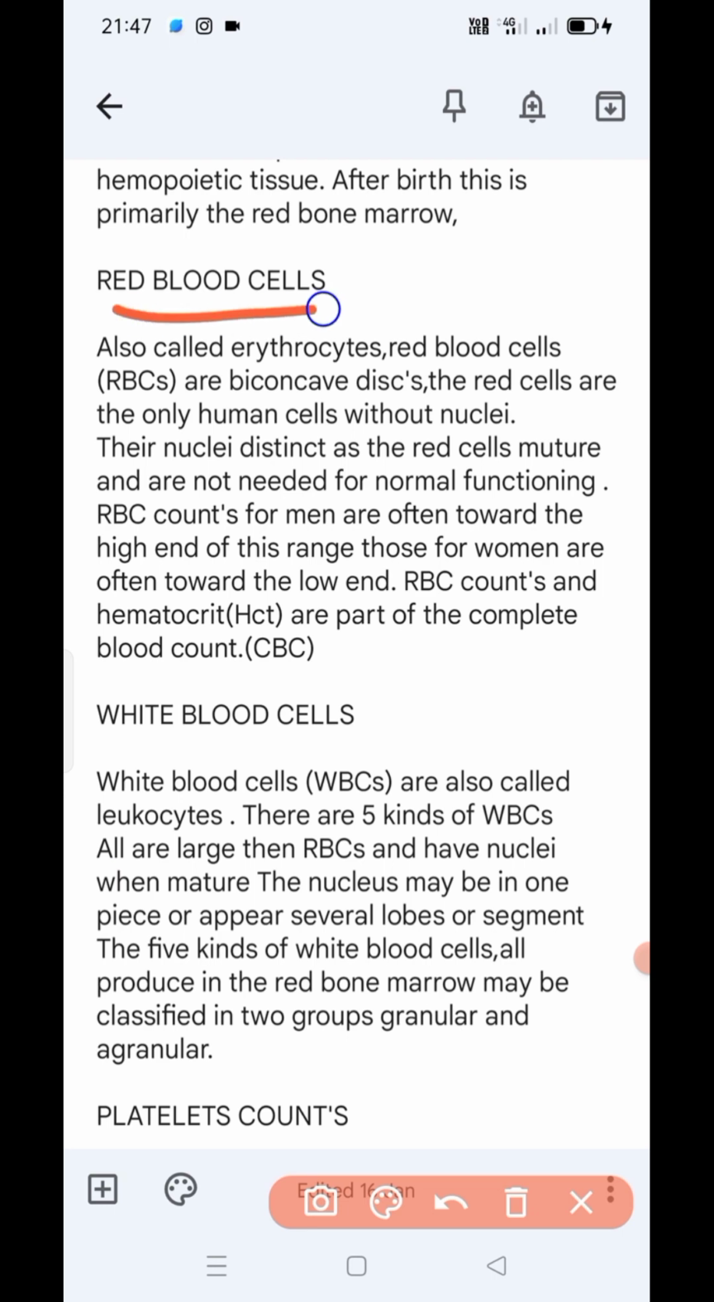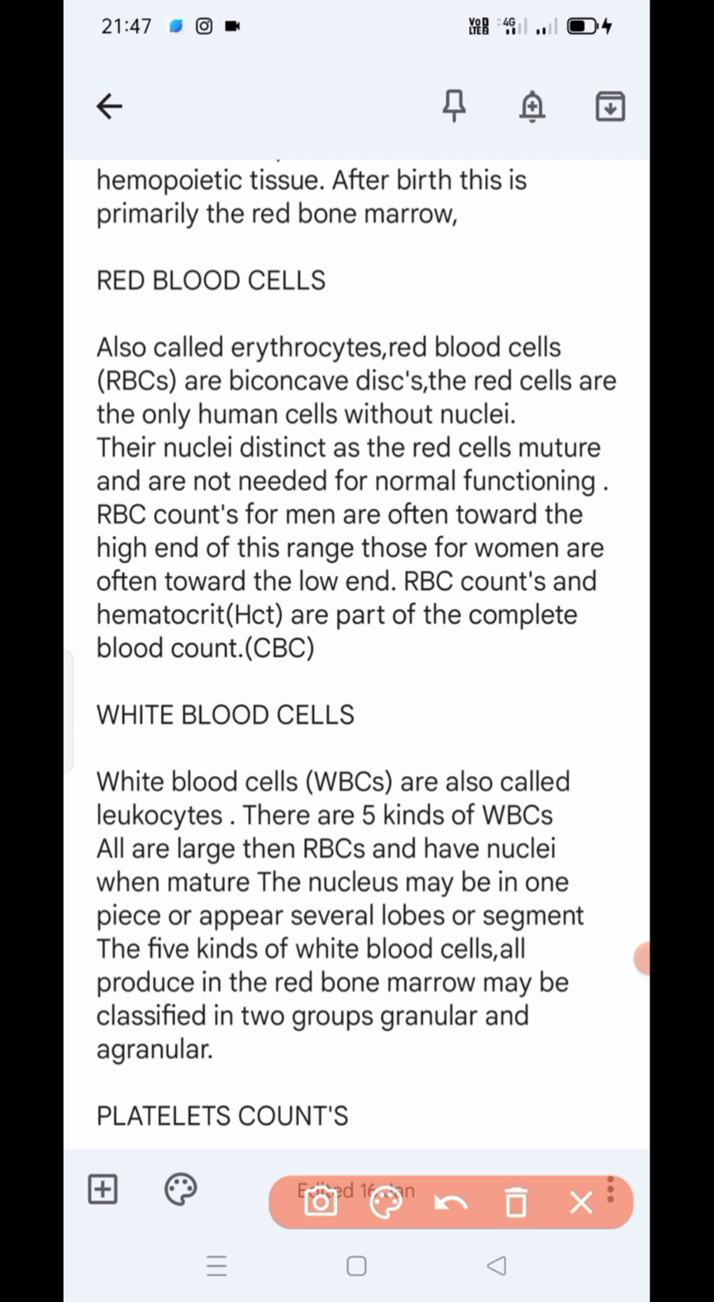The red blood cells, also called erythrocytes. Red blood cells, RBCs, are biconcave discs. Red cells are the only human cells without nuclei. The RBC counts for men are often toward the high end of this range, and those of women are often toward the low end. The RBC count and hematocrit are part of the complete blood count.